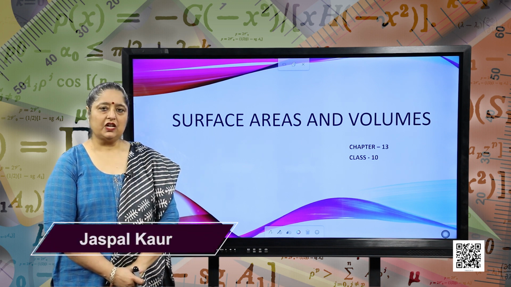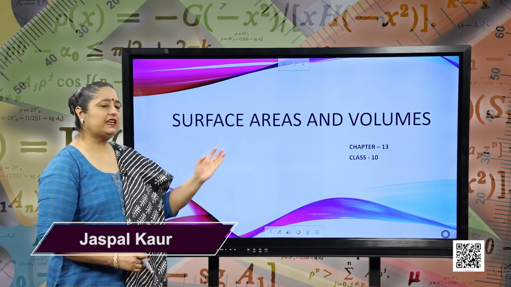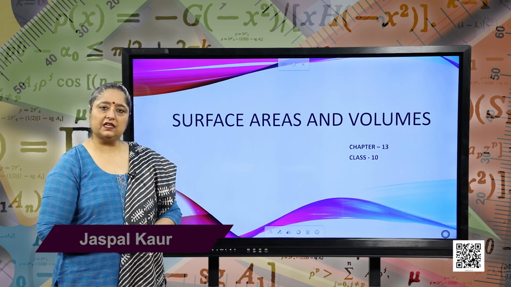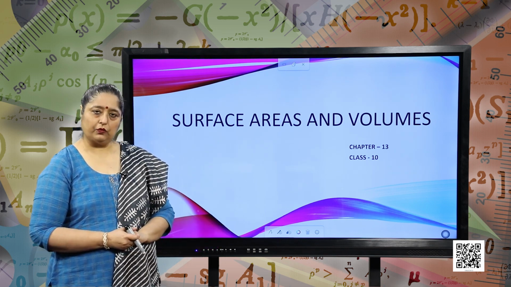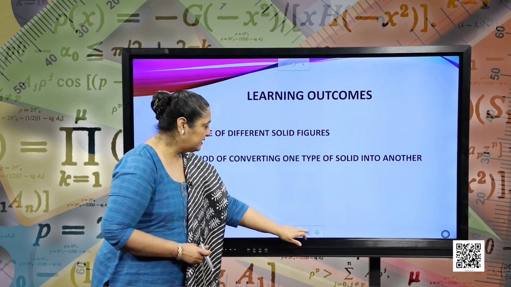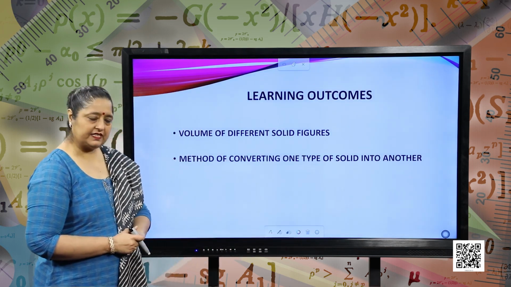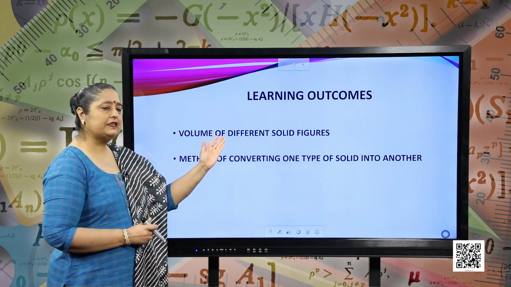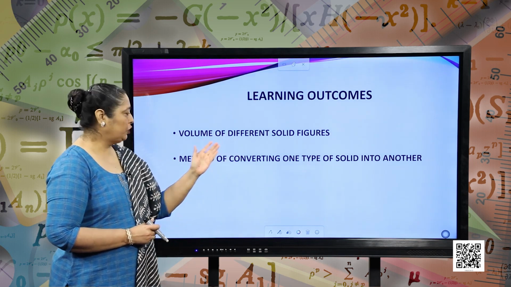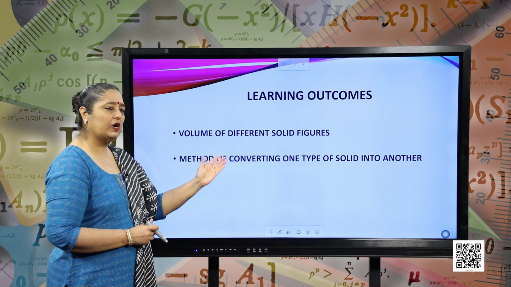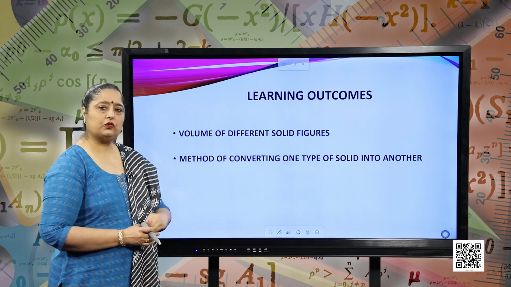We are going to start with a new session of surface areas and volumes. This is the third session of this chapter. Before that, let us move forward and see what are the learning outcomes of this session. Volume of different solid figures. Also, you will be learning about the method of converting one solid into another.